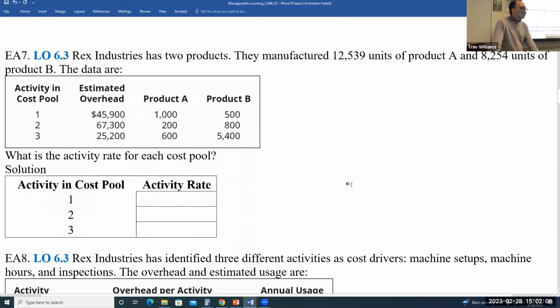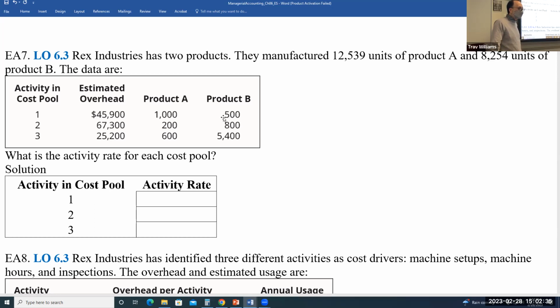So let's move on to number 7. Okay, we've got 3 cost pools. We don't know what they are. They're just titled 1, 2, and 3. But we have the overhead for each cost pool, and we have the amount of activity for each cost pool. What we have to figure out is the rate.